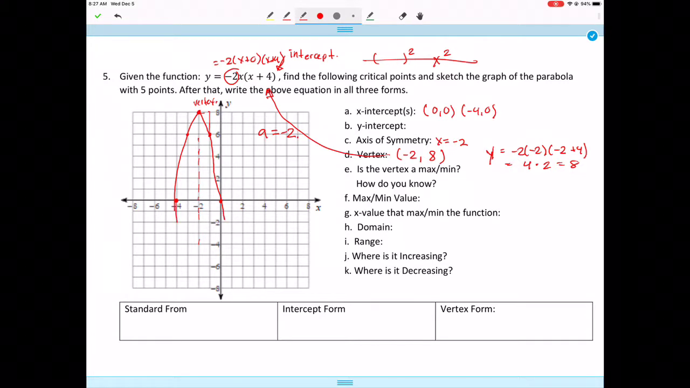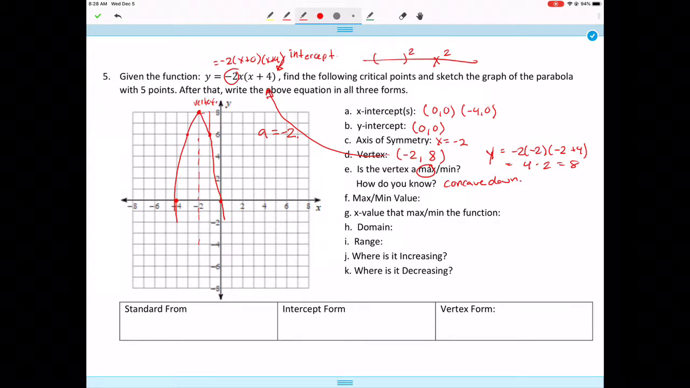Okay. So now we can write down our y-intercept. Y-intercept is where the graph crosses the y-axis, which is 0, 0. And it's okay to have an x-intercept and y-intercept be the same, like these two. Okay. Is the vertex a max or a min? It's a max. How do you know? Concave down.